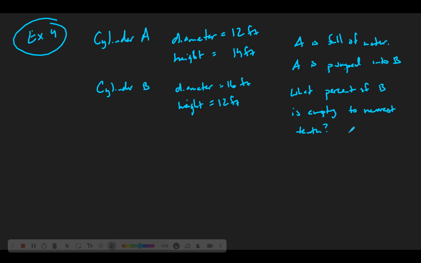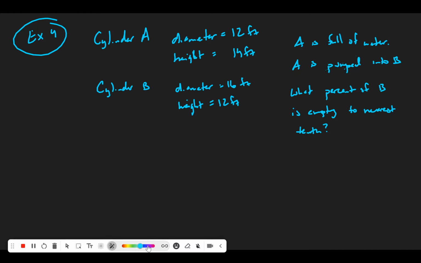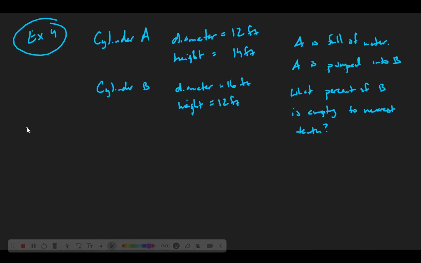Okay, so this is an intense problem. It takes a couple steps, right? But again, it's very similar to the last problem where you have 2 cylinders you have to find the volume for, right? Just this little percent stuff at the end is a little bit different. Okay, so let's take cylinder A. So the volume of A.